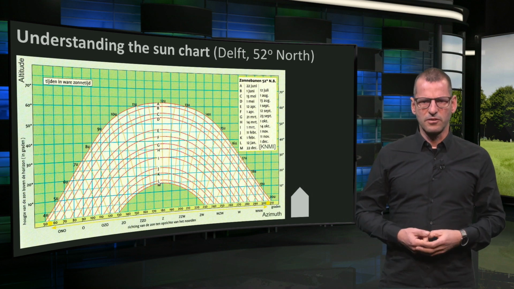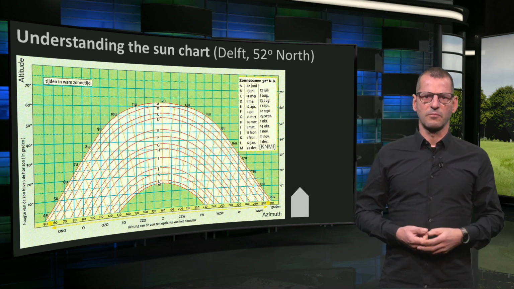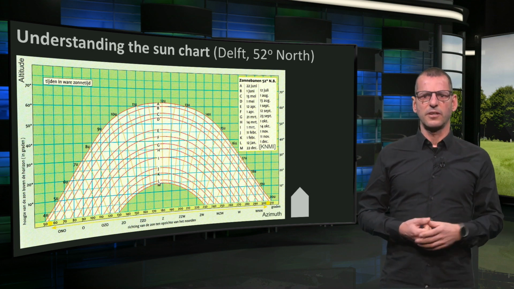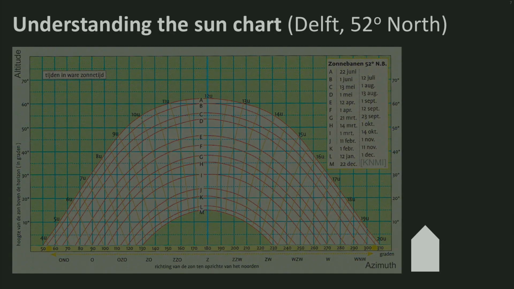This is the sun chart of Delft, my city, at 52 degrees northern latitude. Every place on Earth has a different sun chart. I will explain this particular chart step by step. First, this middle line depicts the south.